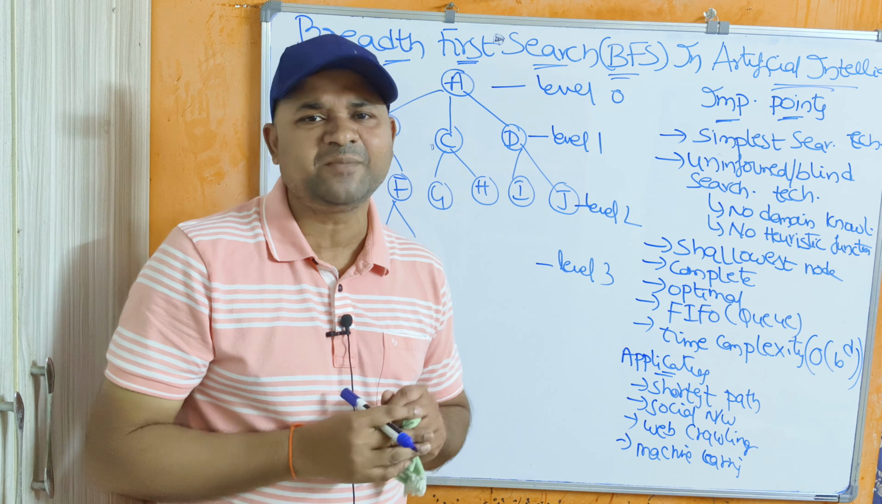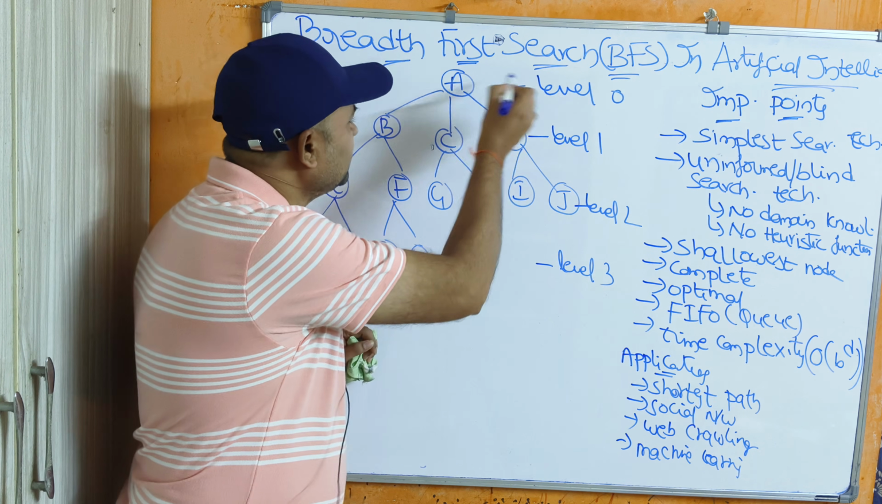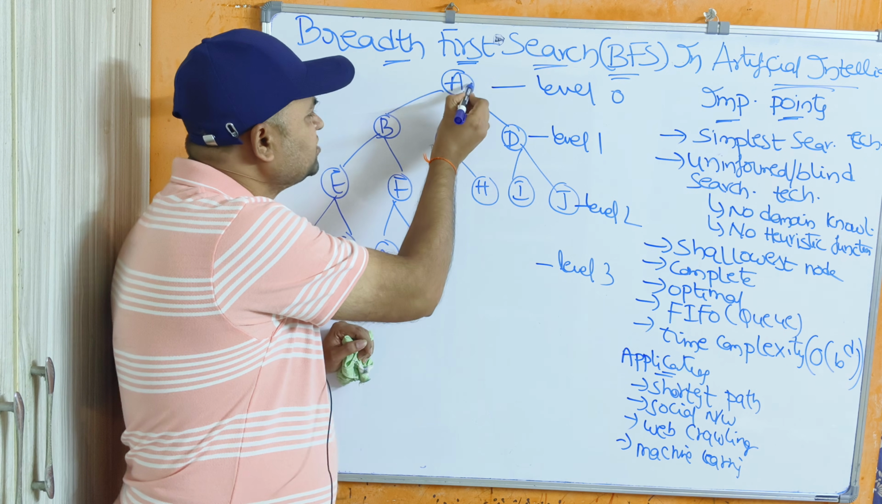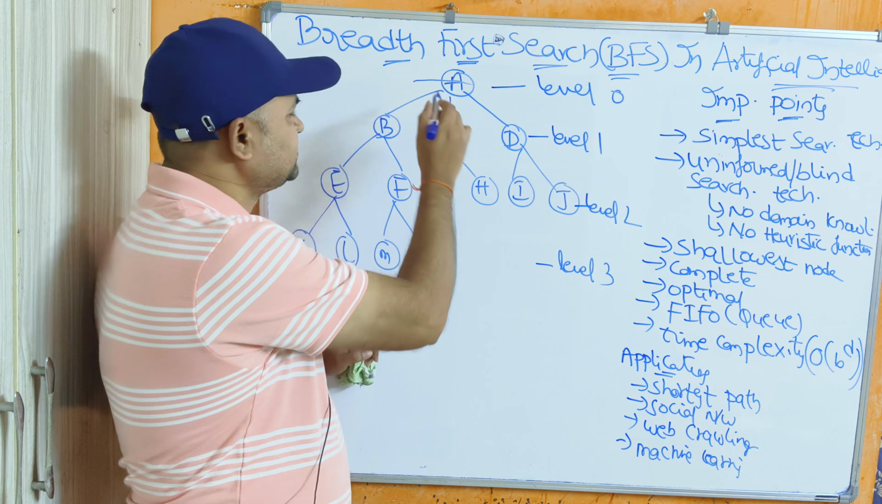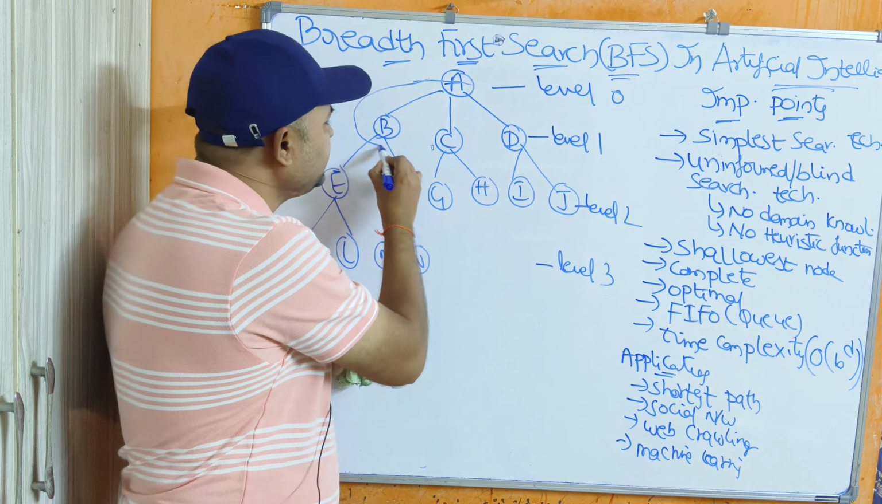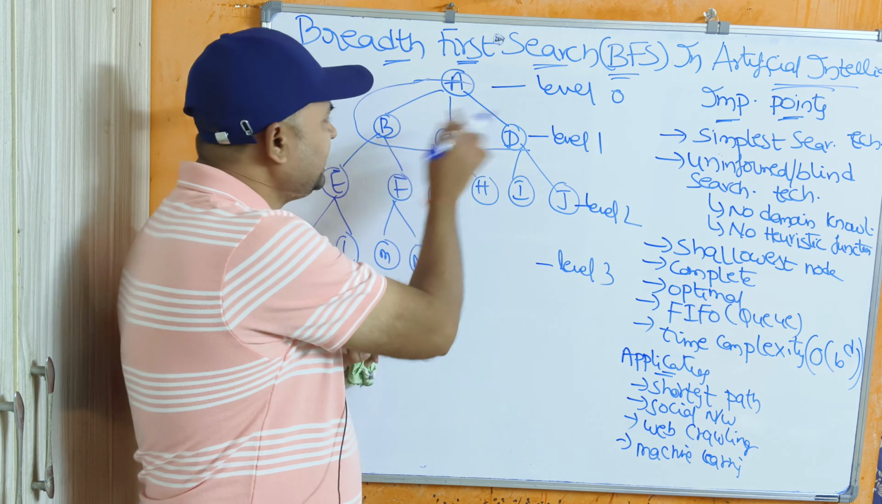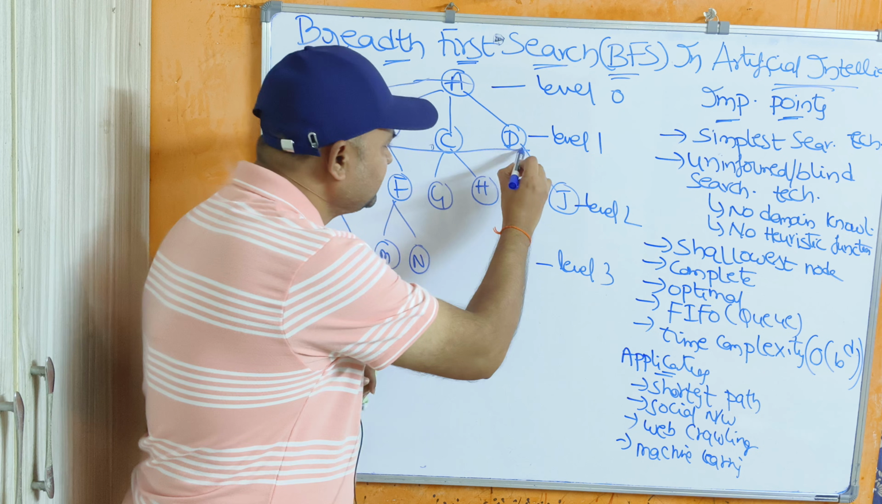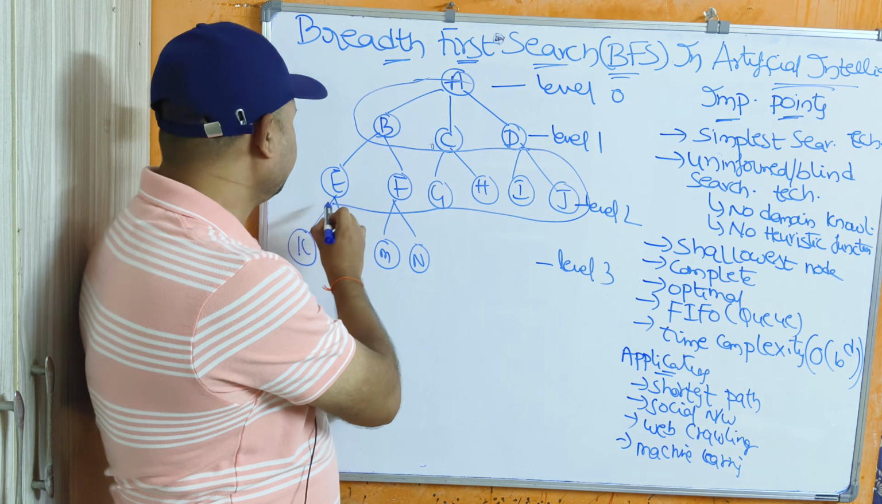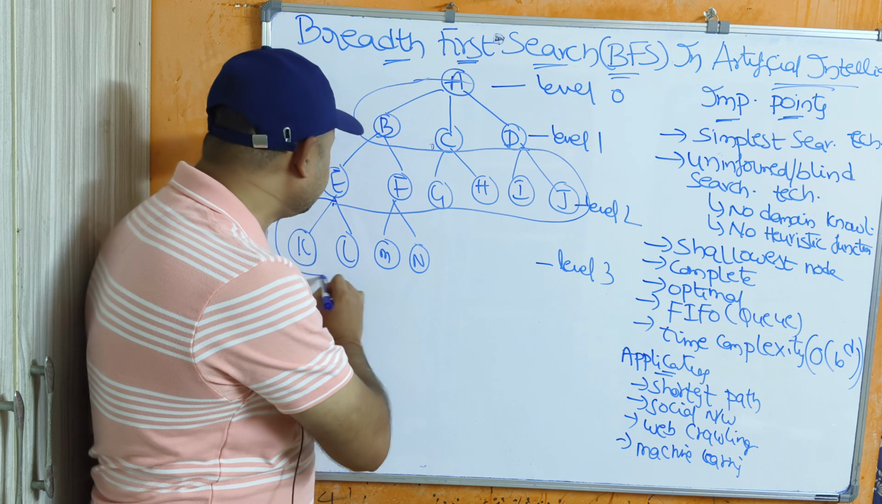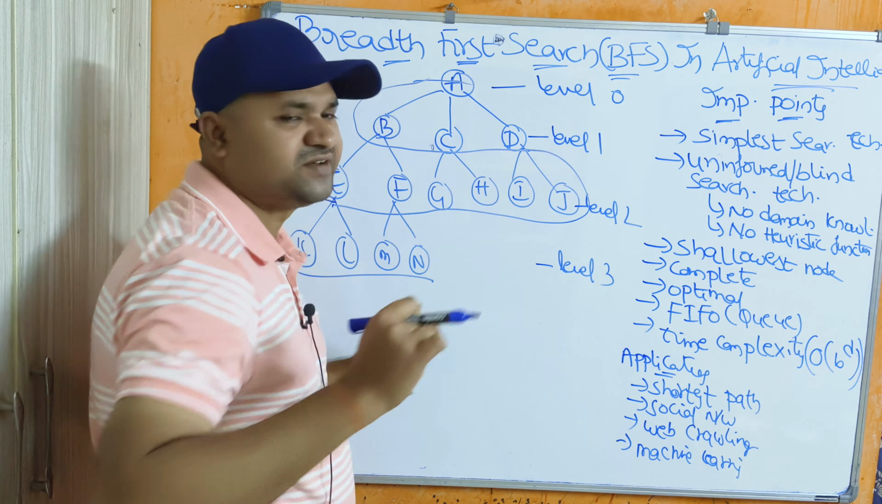Here, first the level 0 node will be visited, that means A will be visited. Next, the level 0 successors, that means B, C, D nodes, are visited. Next, the level 1 successors, that means E, F, G, H, I, J. Next, the level 3 nodes are visited. So these nodes are visited.